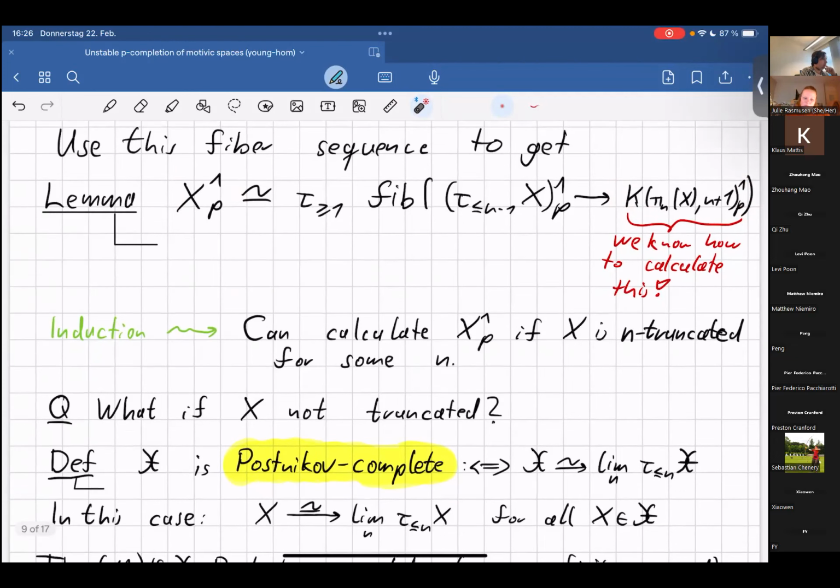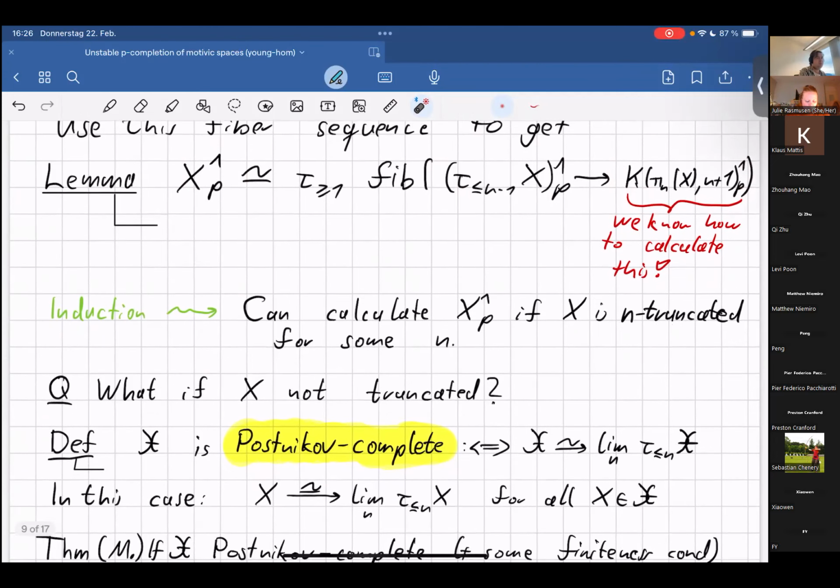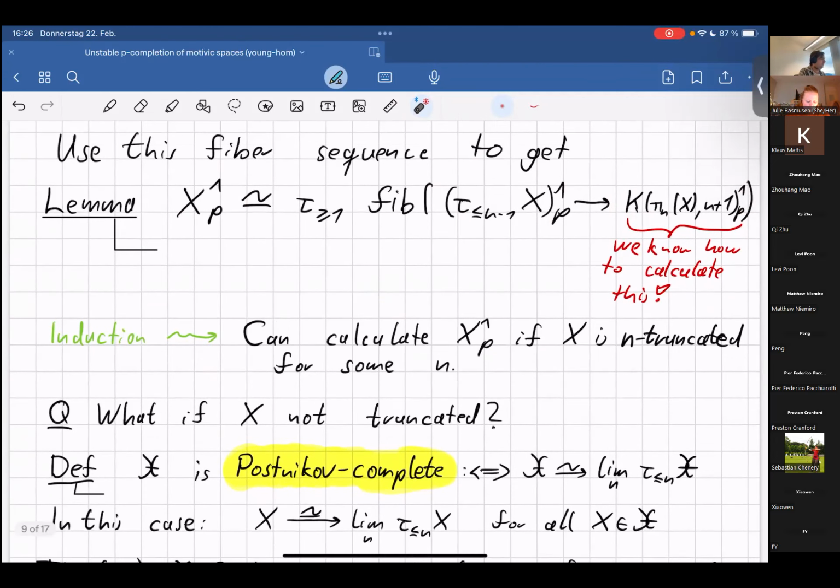And now by induction on the n-truncatedness of X, we can calculate this by calculating this and then going down. And at some point, we will have the one truncation of X. And since X is simply connected, it will be the trivial space, and the p-completion of the trivial space is the trivial space. So we are now able to calculate the p-completion of any simply connected n-truncated space.